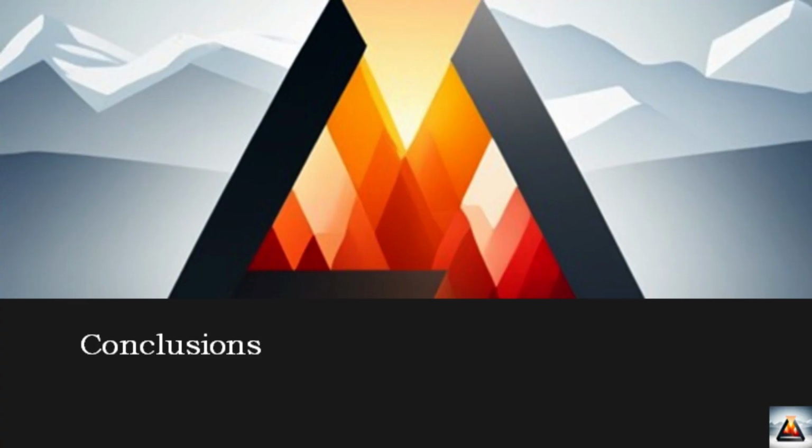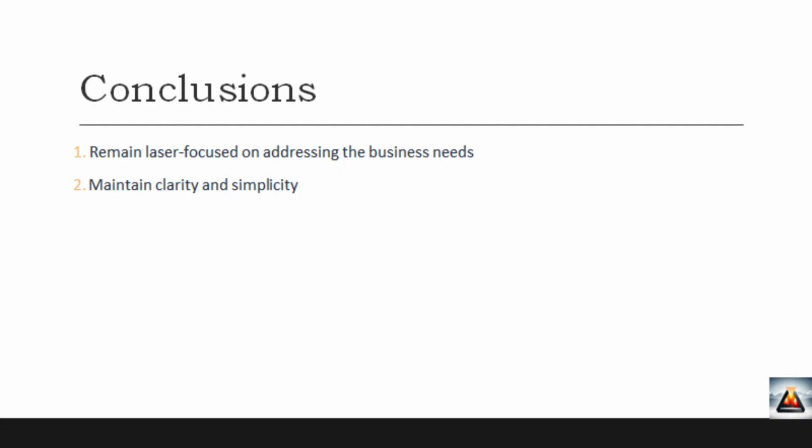In conclusion, a successful Star Schema hinges on two core principles. First and foremost, it must remain laser-focused on addressing the business needs at hand. This ensures that the schema's design aligns seamlessly with the analysis objectives. Equally important is maintaining clarity and simplicity while adhering to the fundamental tenets of a Star Schema. By embracing these principles, your Star Schema becomes a powerful tool for extracting meaningful insights from complex data structures.